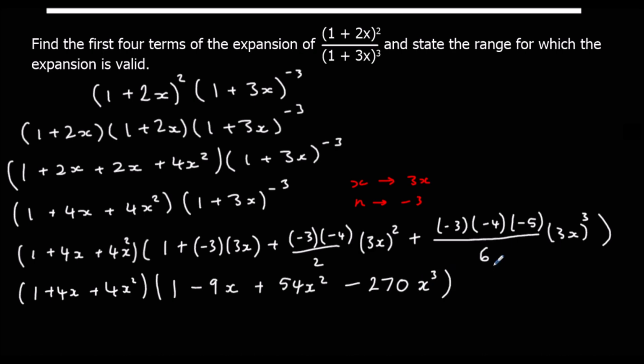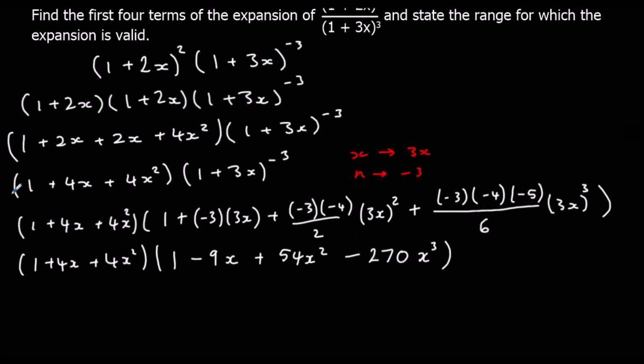So now we've expanded them both. Now we need to expand these brackets. So multiply the terms in the first bracket by the terms in the second bracket. And we only need anything up to x cubed. So if anything is going to go over x cubed, we can ignore it. So let's start by multiplying everything in the second bracket by a 1. So that will leave it the same. So we have 1 minus 9x plus 54x squared minus 270x cubed.